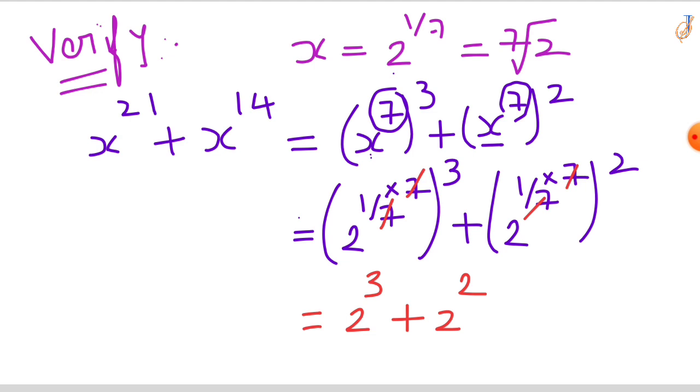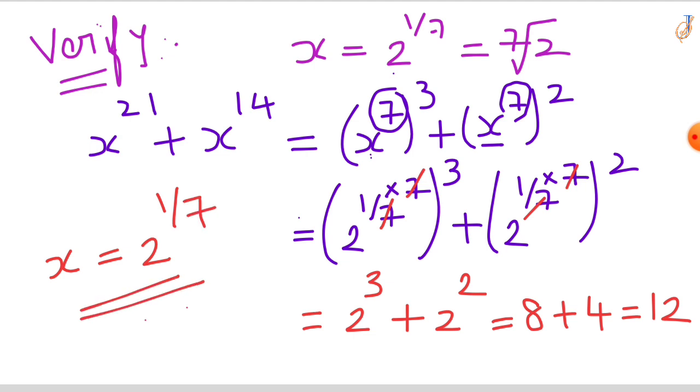2 raised to the power of 3 is nothing but 8, plus 2 raised to the power of 2 is nothing but 4. So the value is 12. It is the same as our right hand side. That's why x equal to 2 raised to the power of 1 over 7 satisfies our given equation. So the x value is 2 raised to the power of 1 over 7.